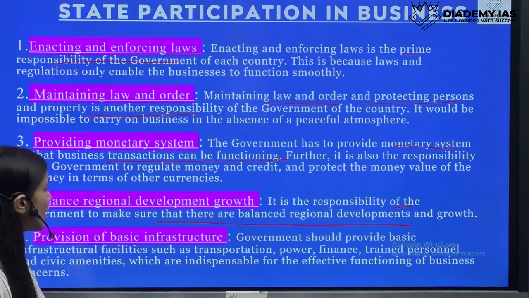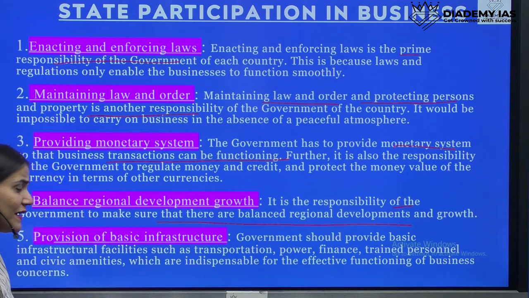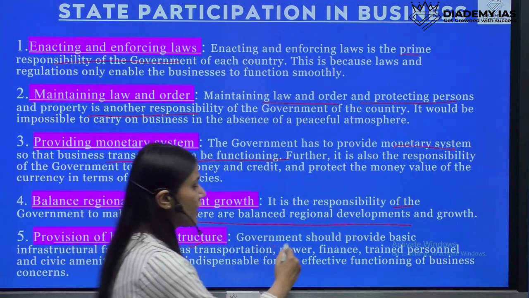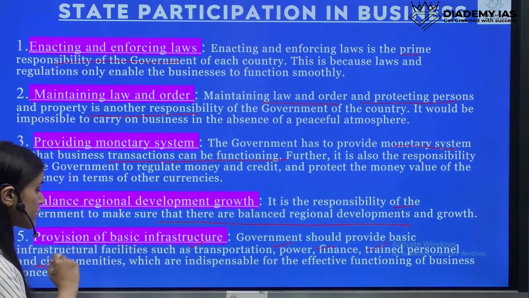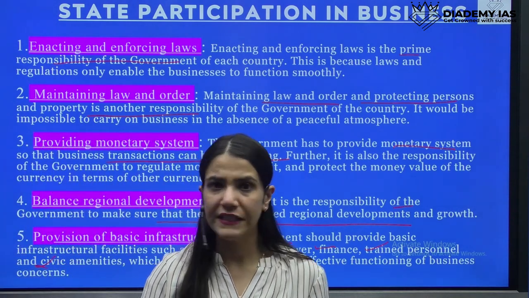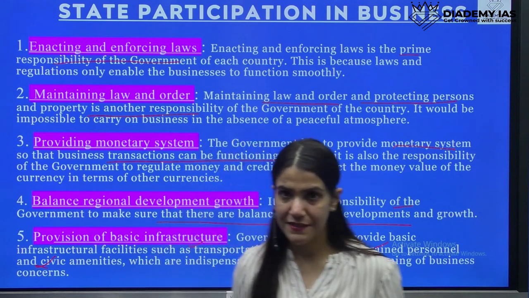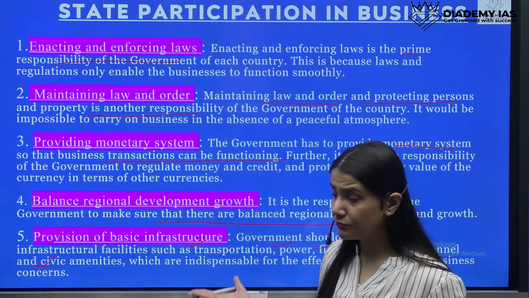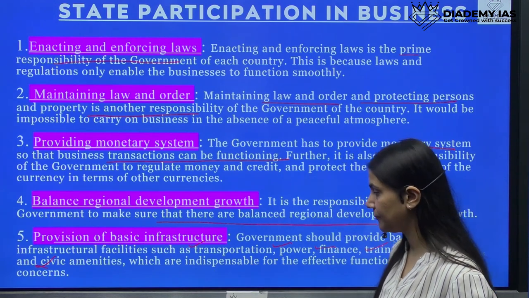The fifth point here is provision of basic business infrastructure. When I talk about basic infrastructure, we have transportation, power, finance, trained personnel, and also the civic amenities. So in the context of power, water supply, all these things, right? The basic infrastructure that is required to run any business is definitely in consideration by the state participation.